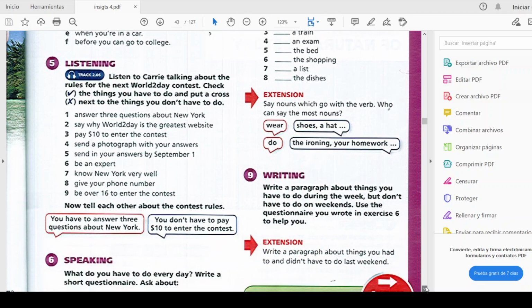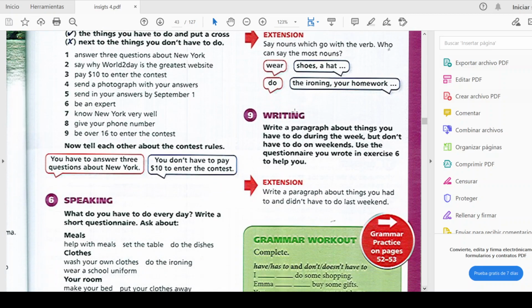After that, we have the writing part. It says write a paragraph about things that you have to do during the week but don't have to do on weekends. Use the questionnaire that you wrote in exercise 6. That's the one that is going to help you here. But maybe you can do it by yourself without using this, if you want.